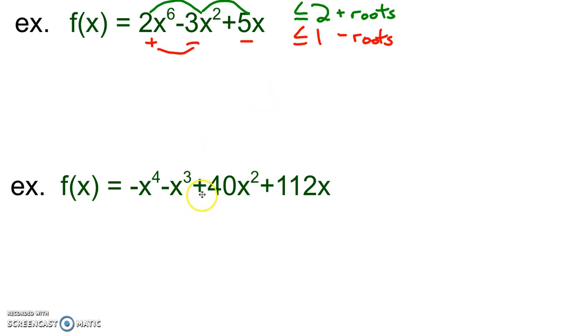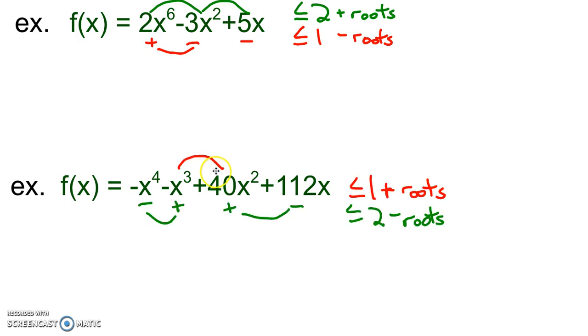I'd like you to try to use Descartes' rule of signs to figure out what the maximum number of positive and negative roots are for this next example. Pause the video and try it now. Okay, how'd you do? I see one sign change the way the signs are here, and so there's less than or equal to 1 positive real root.